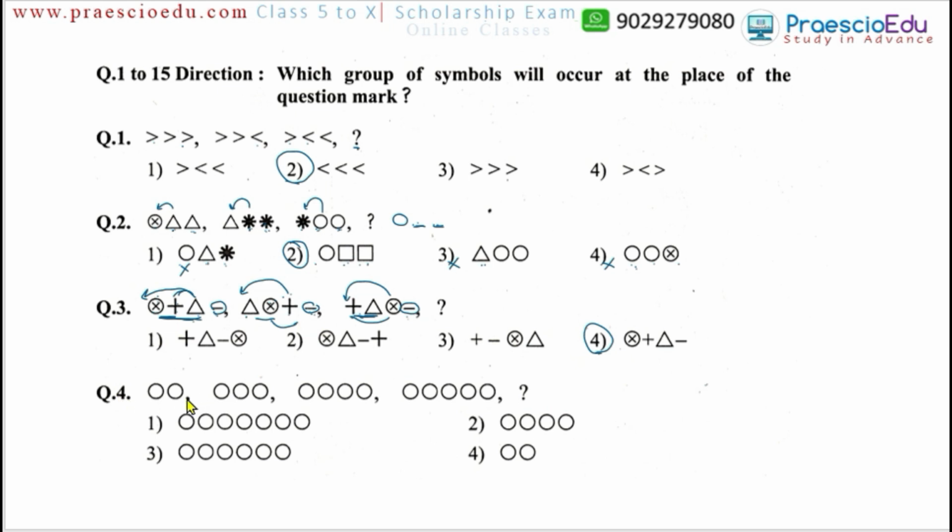This is given in option number 4 correctly, so only option number 4 is correct. Now question number 4. There are two circles, now three circles, four circles, and here five, so of course next will be six circles, and six circles are given in option number 3.